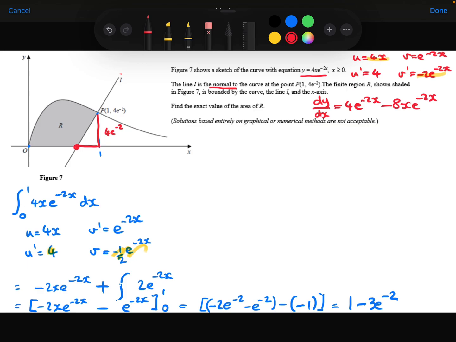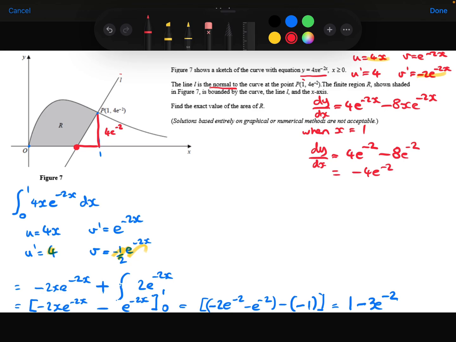So this is the gradient function, which at the point when x is 1, so if I substitute 1 into this, that's going to give me the gradient of the curve at that point. So I'll get 4e to the minus 2 minus 8e to the minus 2, which is minus 4e to the minus 2. So that would be the gradient of the curve at that point, or the gradient of the tangent at that point.